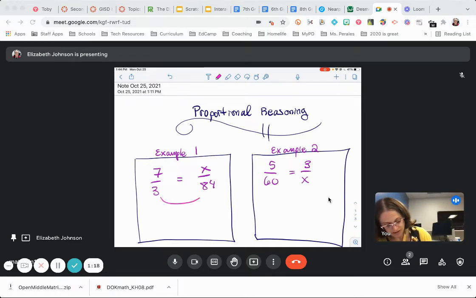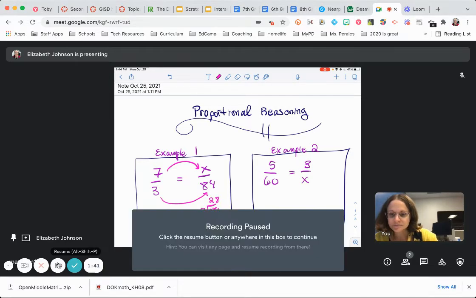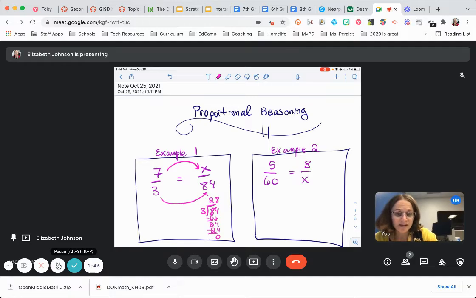But 3 does go into 84. And so if I can figure out how many times 3 goes into 84, I can multiply by that number to get 84 in the denominator. And then I should be able to multiply by that very same number to get x in the numerator. Let's see how many times 3 goes into 84. Let's just do the division really quick and see what we get. So 3 goes into 84 28 times. I could write that 3 times 28 is 84.